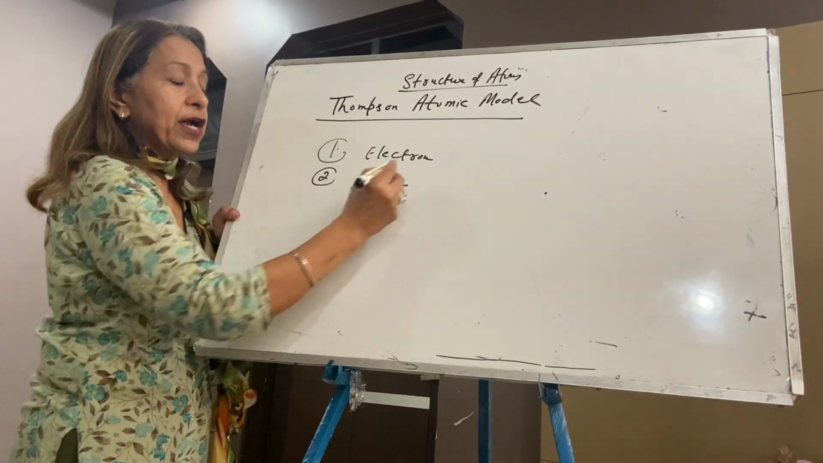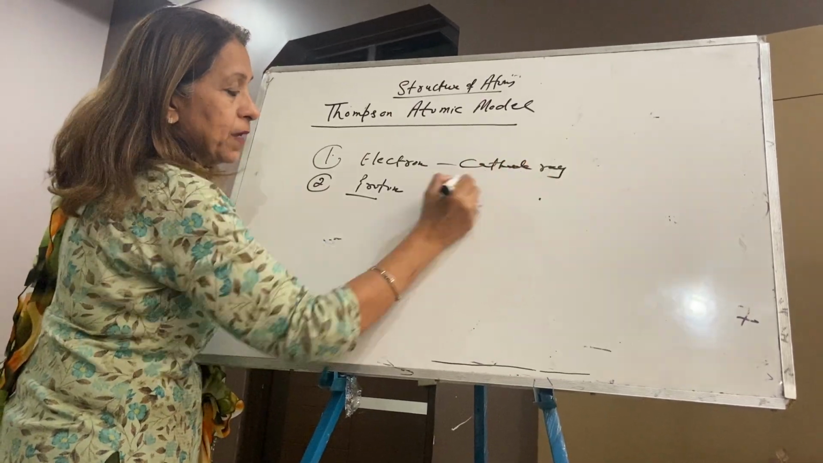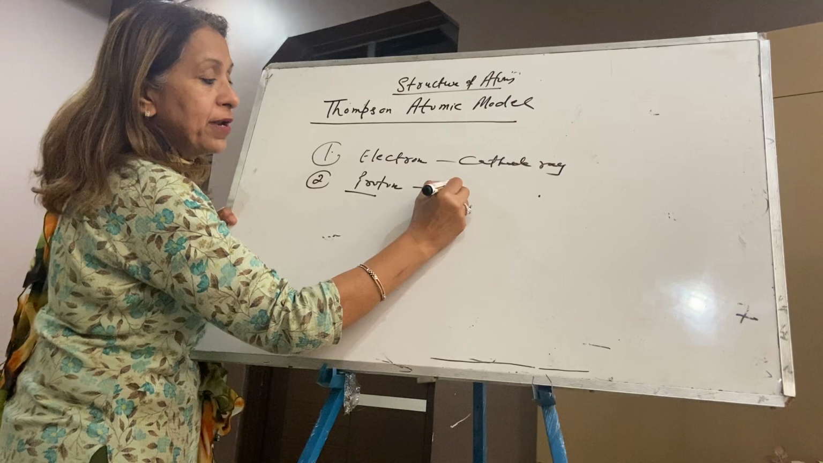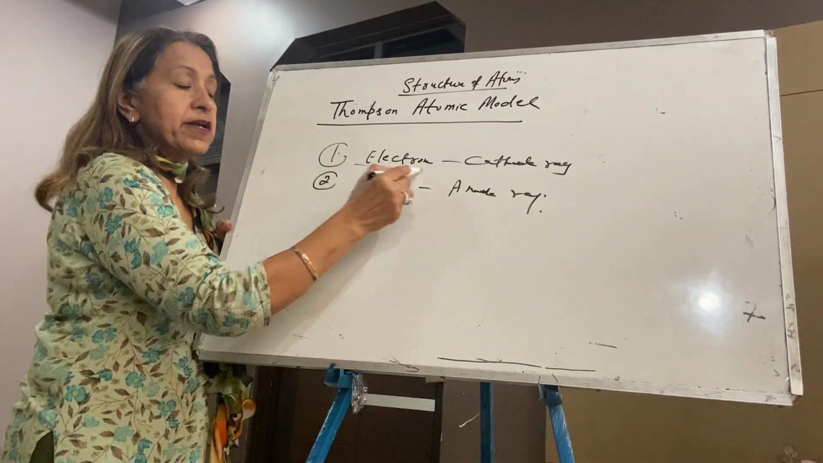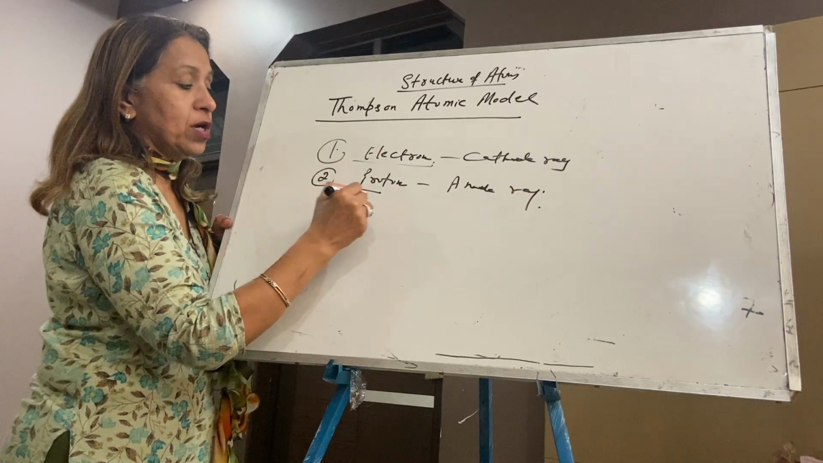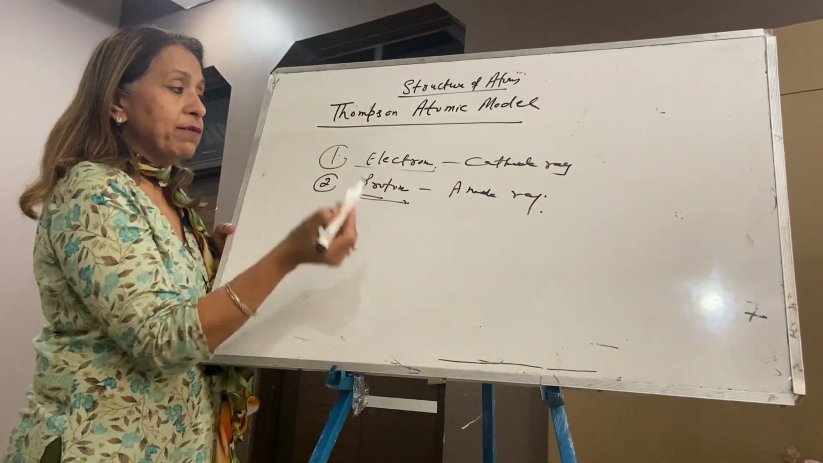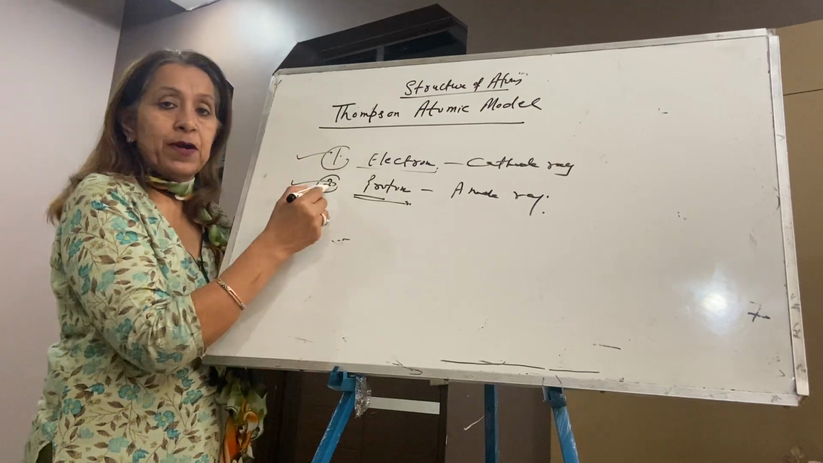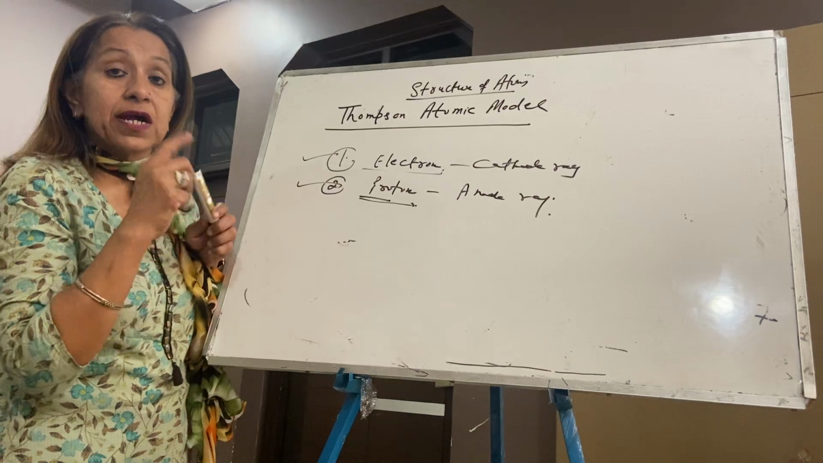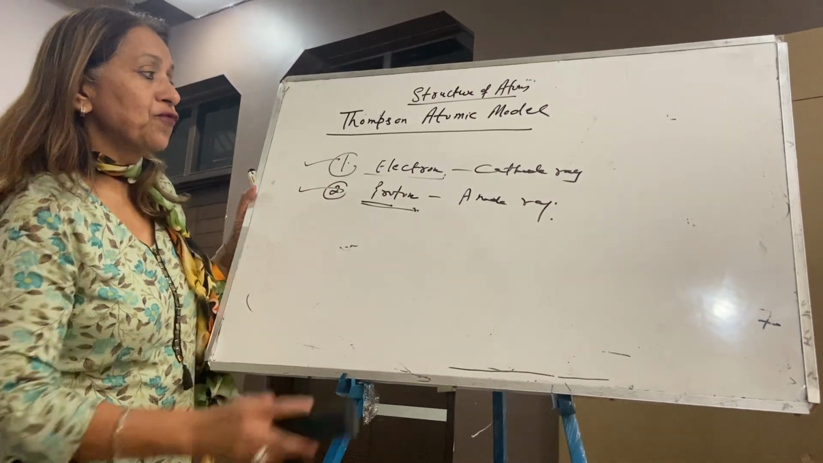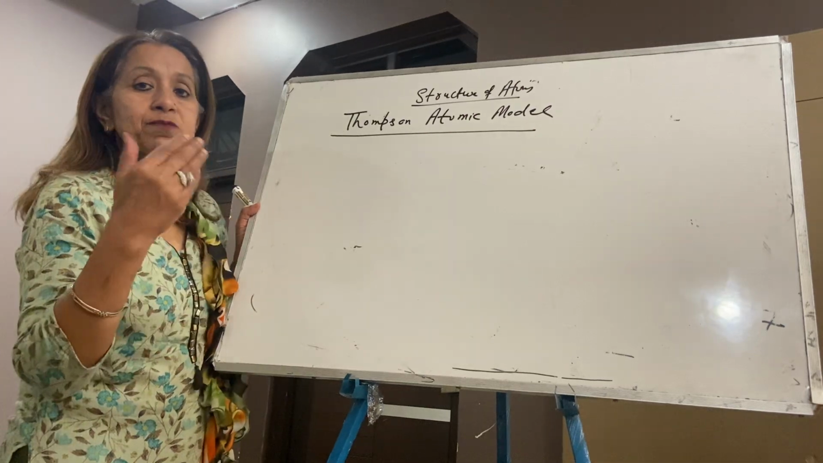Electron was discovered in the cathode ray experiment, and the proton was discovered in the anode ray experiment. It's a J.J. Thomson experiment. It is your Goldstein experiment. Because now we came to know inside the atom there is electron and proton. Now the question is, what is the position of electron and proton inside the atom? To know the position of electron and proton in the atom, various models were proposed.